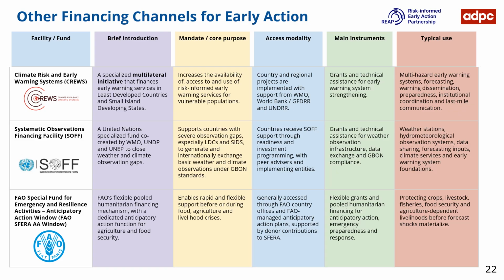Systematic Observations Financing Facility, SOFF, supports countries with severe weather and climate observation gaps. It helps strengthen basic observations and data exchange, which are the foundation for forecasting and early warning. FAO Special Fund for Emergency and Resilience Activities, Anticipatory Action Window, FAO SFERA AA Window, supports early action for agriculture, food security, and livelihoods.